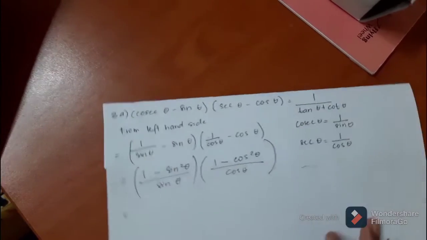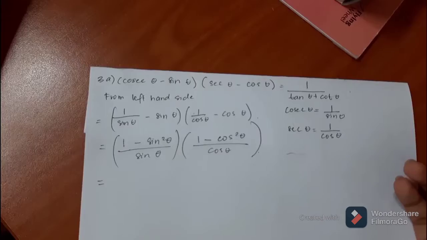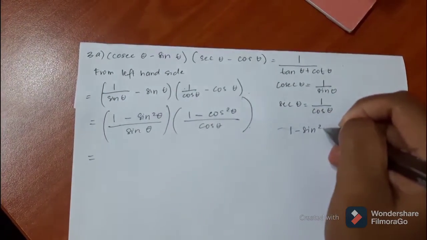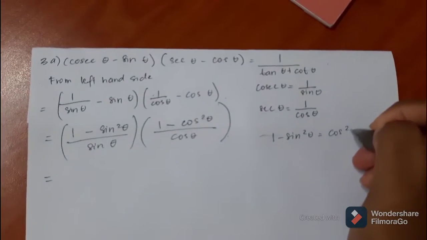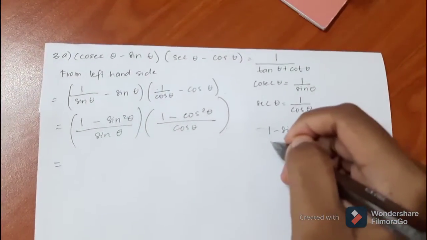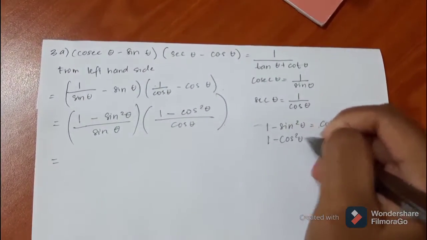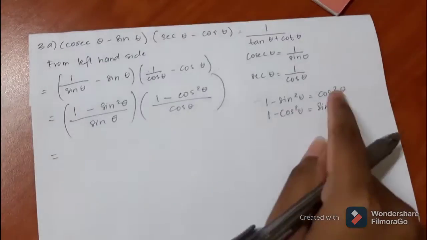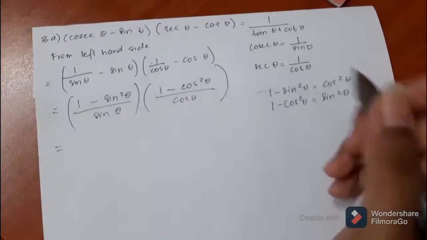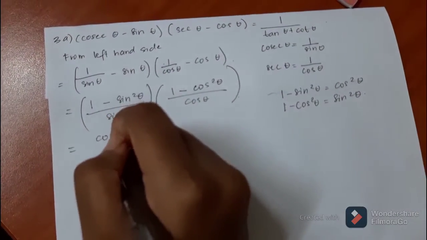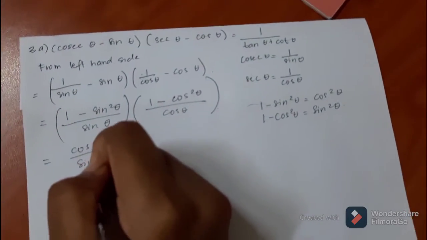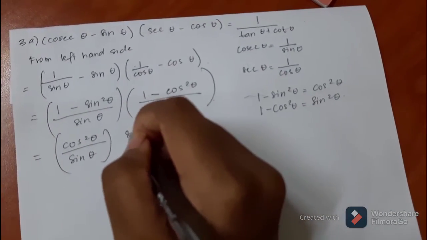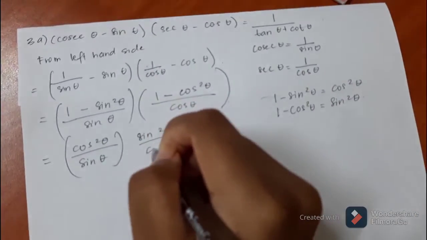After that, we have to use the identity formula, which is 1 minus sin squared theta equals cos squared theta, and 1 minus cos squared theta equals sin squared theta. We substitute this into the equation, where it becomes cos squared theta over sin theta, while this one becomes sin squared theta over cos theta.